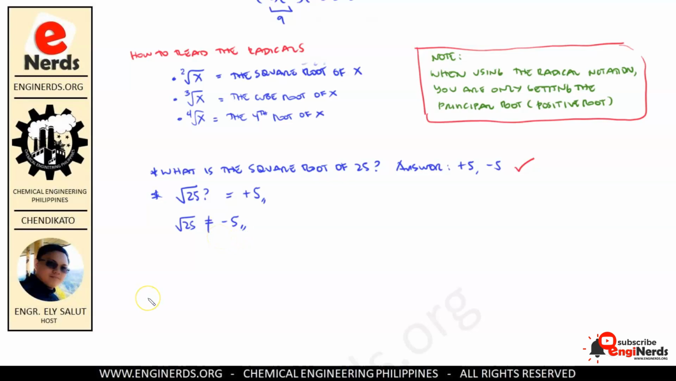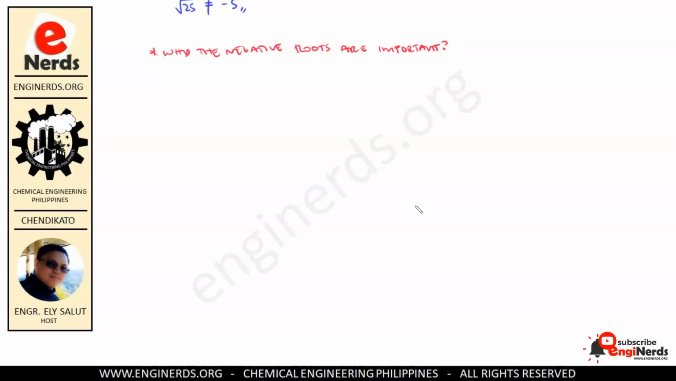But I would like to highlight that this is not always the case. There is an importance of having the negative root. And we need the negative root in order not to miss any solution. Because there are some application na kailangan natin yung negative roots. And I will give you an example here. For example, yung application niya in geometry.